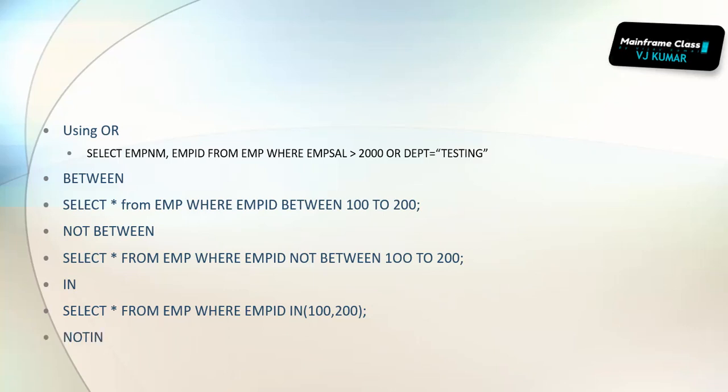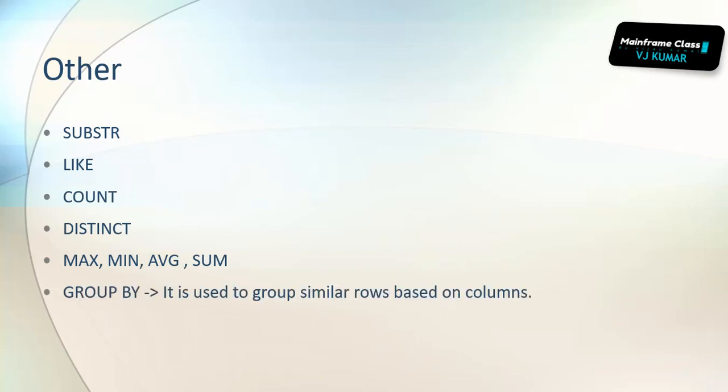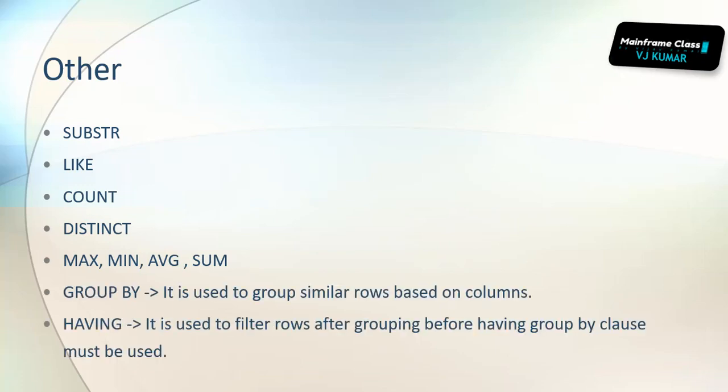Then not in, so not in also you can specify: select star from EMP where employee ID not in 100 comma 200 you can specify. Then substring, like, so we have several other functions that we can use here, like substring, like, count, distinct, max, min, average, sum. And then we have some other concepts called group by. It is used to group similar rows based on the columns, and having is used to filter rows after grouping. So these are the different things that you can play around with the select command.